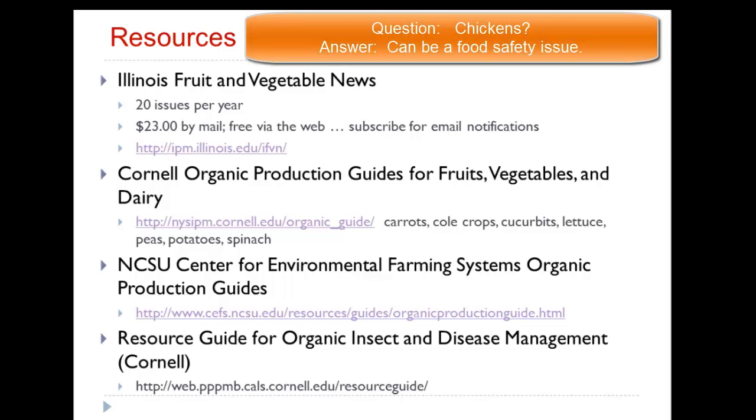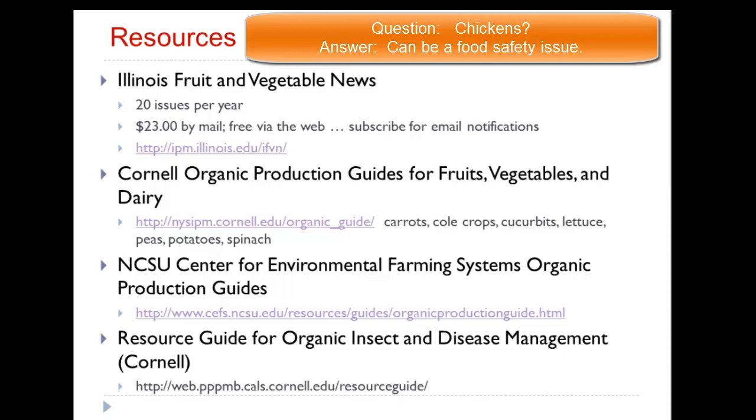Chickens. Yeah, but not commercially, okay? Chickens do provide control of some insects, others they don't touch. They can be of value.